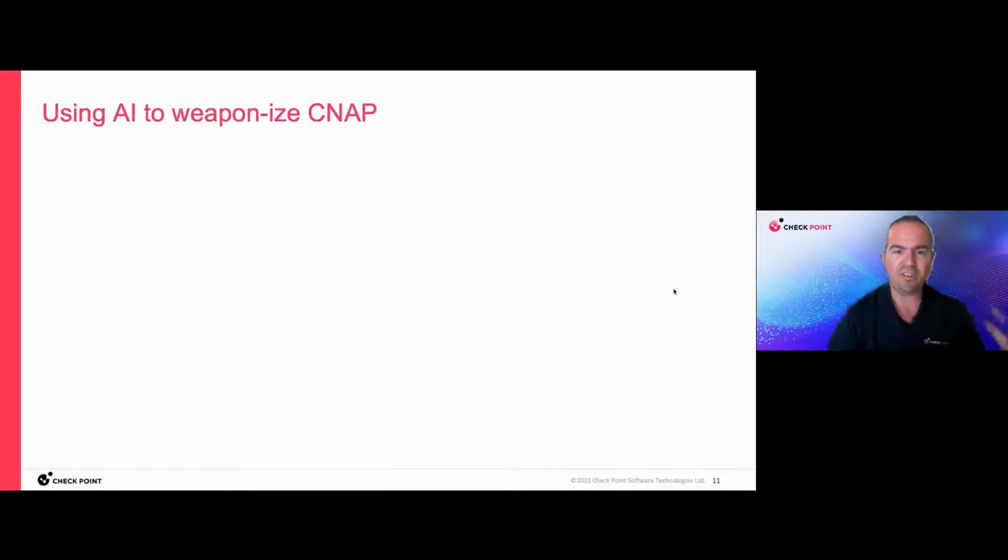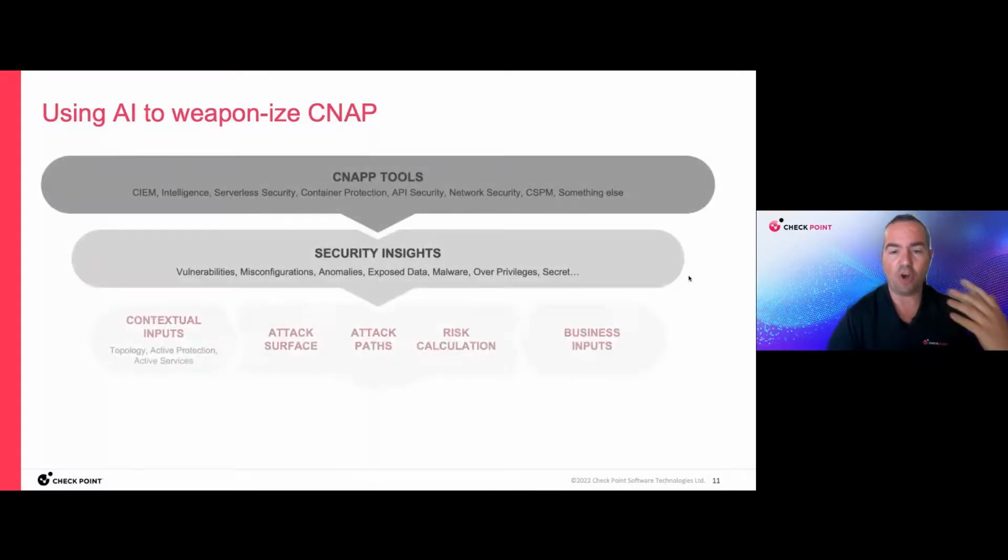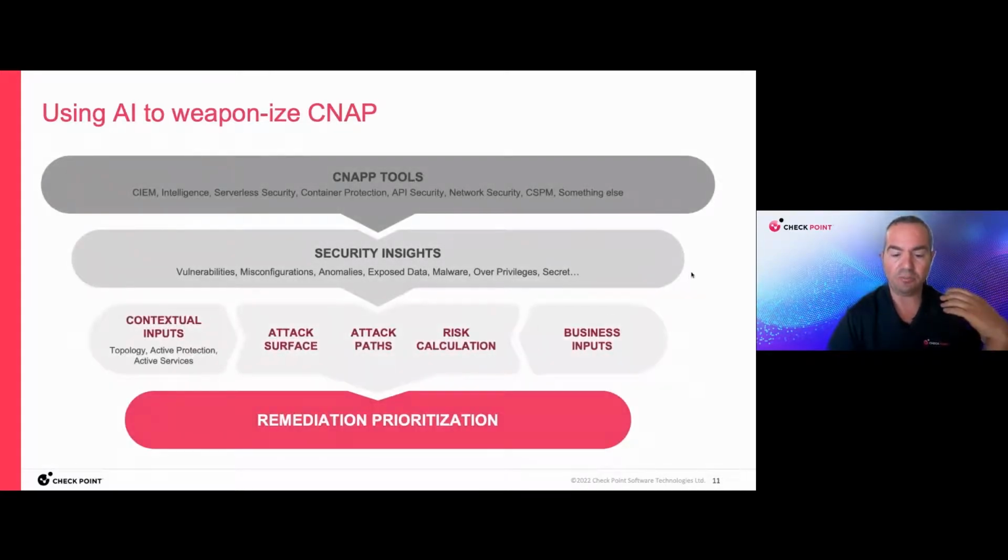Now, what does it mean to use AI to weaponize CNAPP, given the plethora of things we have? We have tons of tools. We use AI to really gain insights, as I said, from these alerts. Do we have any critical vulnerabilities? Do we have any misconfigurations? Do we have any anomalies?